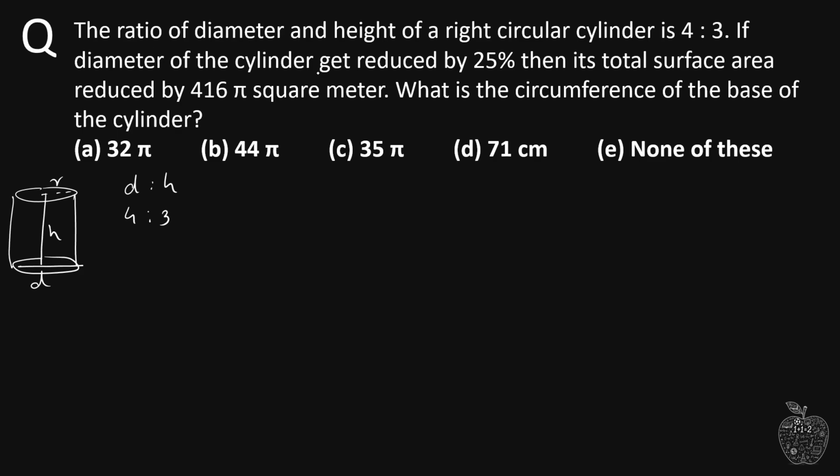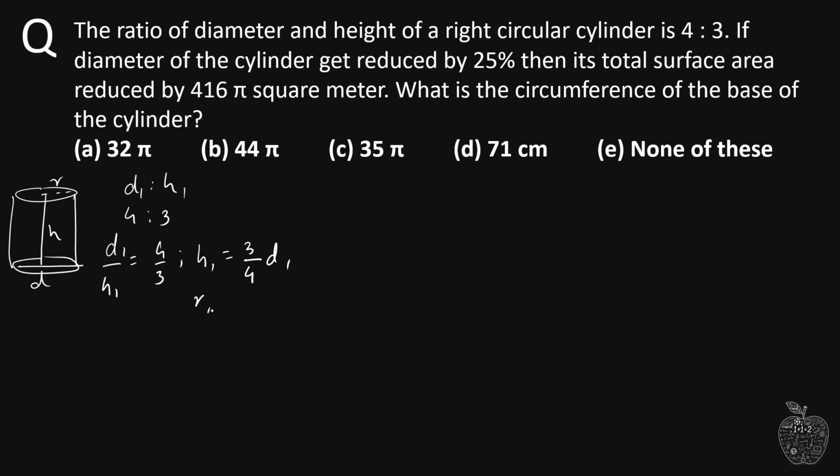Now, if the diameter of the cylinder gets reduced by 25%, there is this new diameter. So we'll call this original diameter D1 and original height H1. In order to solve this question much more efficiently, we'll write all the equations in terms of D1. So now we have D1 by H1 as 4/3, or I can write this as H1 is equal to 3/4 D1, right?